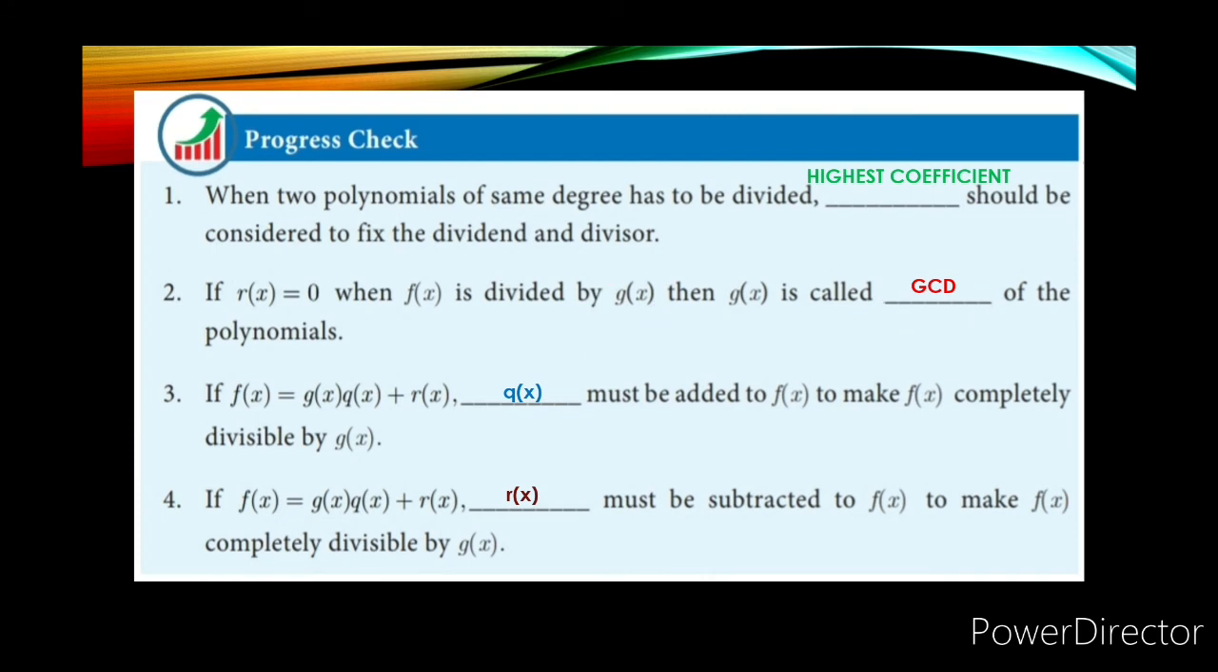If f of x is equal to g of x into q of x plus r of x, dash must be added to f of x to make f of x completely divisible by g of x. If you get the remainder r of x, so dash must be added to f of x to make f of x completely divisible by g of x. I will explain through example, by using numbers.